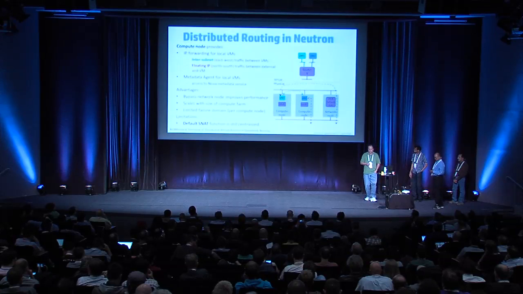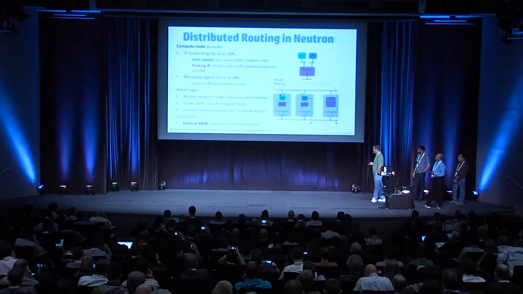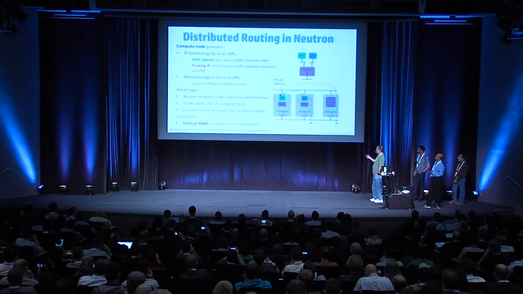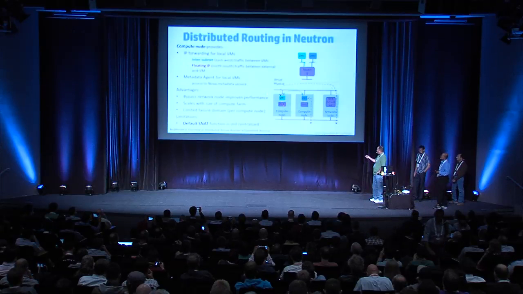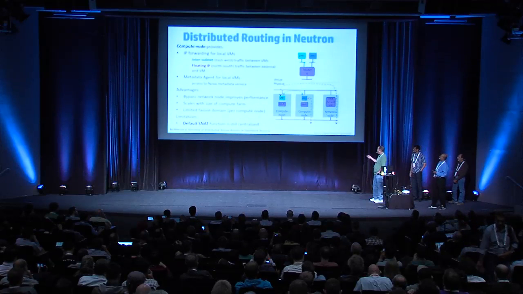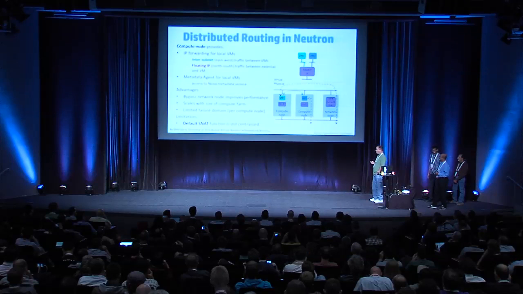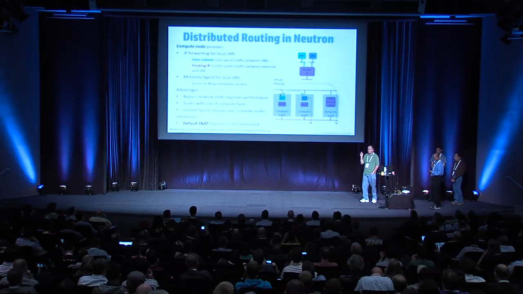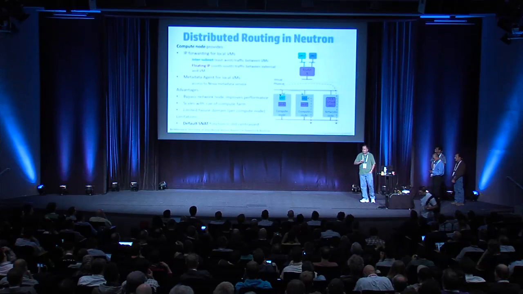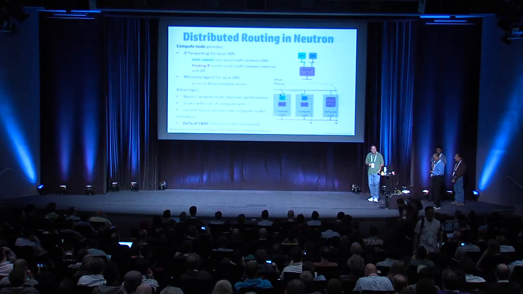Enter distributed routing. Same virtual model, a couple of changes on the physical side. The first thing you'll notice is there's now an instance of that router down on each of the compute nodes. So you've got a router down here where VM1 resides, and you've got another instance of the same router down here on the second compute node. And that router will follow the VMs behind it to the relevant compute nodes. It will not go across all the compute nodes. It'll only go where it'll have to follow the VMs.